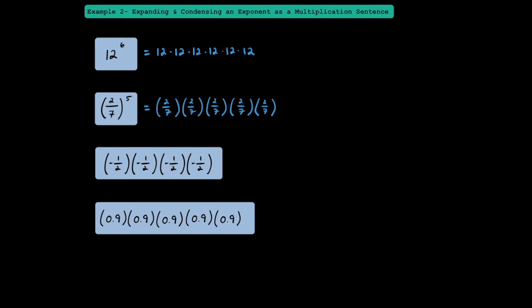Practicing using our parentheses as multiplication, this would be the multiplication sentence for 2/7 to the 5th power. Now let's condense the multiplication sentences into an exponent. Instead of writing negative 1 half multiplied by itself 4 times, we can say negative 1 half to the 4th power. And here instead of multiplying 0.9 by itself 5 times, we can say 0.9 raised to the 5th power.